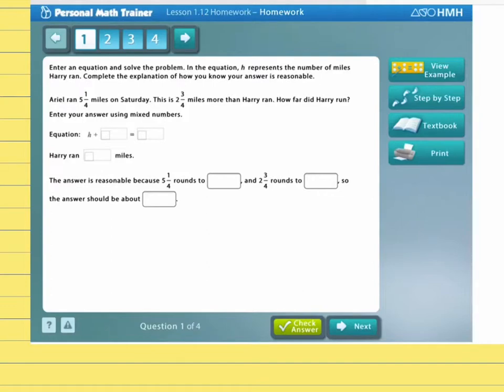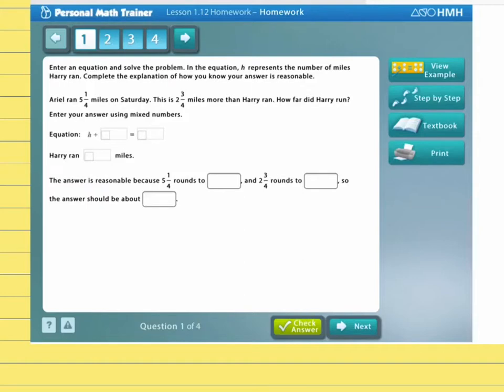They're asking us to enter an equation where h would represent the number of miles Harry ran. So we have a variable h. Ariel ran 5 1/4 miles on Saturday. This is 2 3/4 miles more than Harry ran. How far did Harry run? So first thing we want to do is come up with a model to represent the problem. So I'm going to use a comparison bar model to help me solve it.